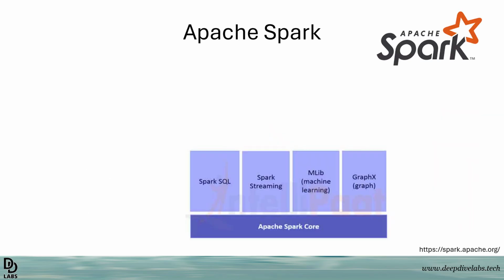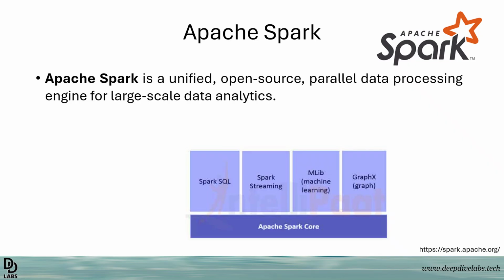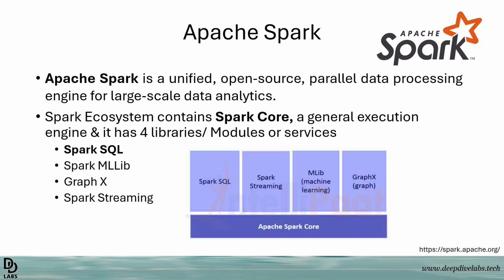Let's recap what Apache Spark is all about from last week. Apache Spark, as we have seen, is a unified open source parallel or distributed data processing engine for very large scale data analytics. The Spark ecosystem contains Spark Core at its middle. Spark Core is the general execution engine, and it has 4 libraries. In some cases they are called modules or services, depending on who you're talking to.